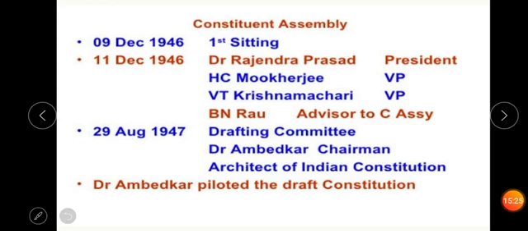The Constituent Assembly finally approved the draft of the Indian Constitution on 26th November 1949, but it came into effect on 26th January 1950. So, to mark this day, we celebrate 26th January as Republic Day. Every year we celebrate Republic Day on the eve of the Indian Constitution, which came into effect on 26th January 1950. Okay, so this was there.